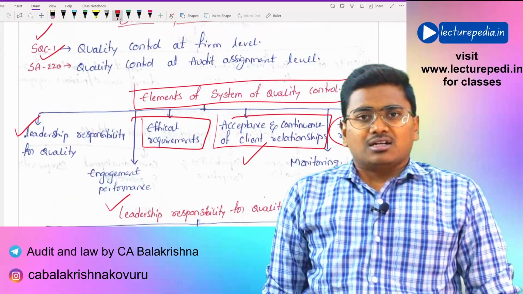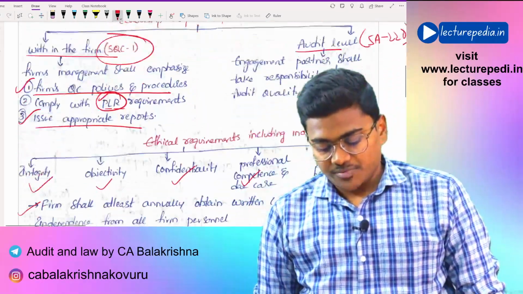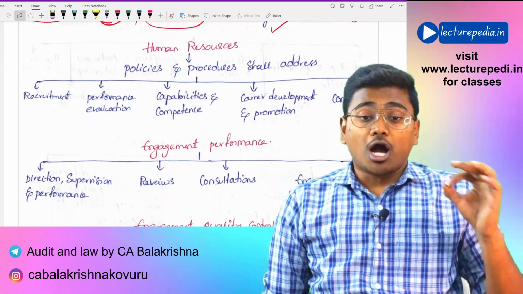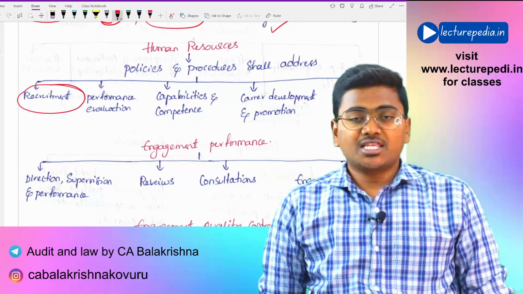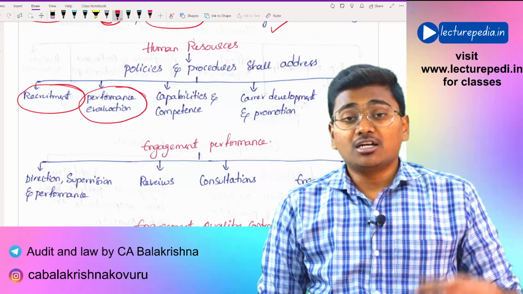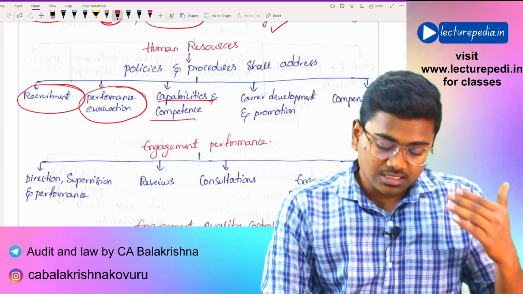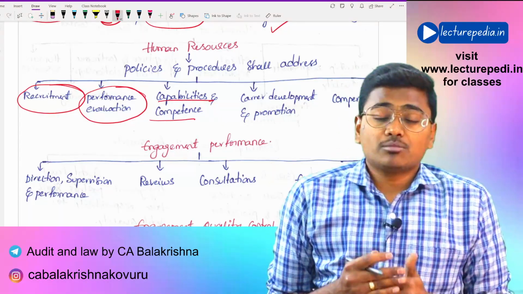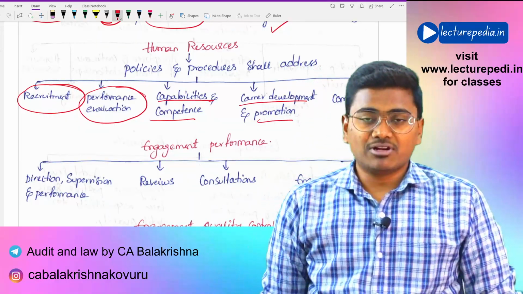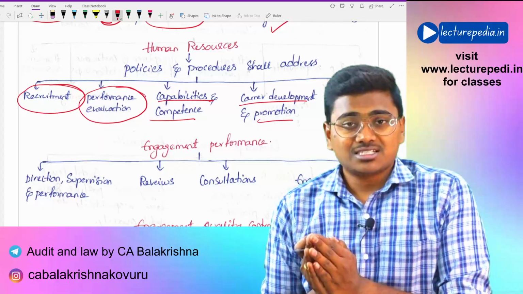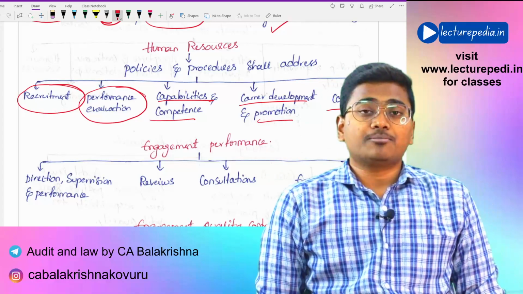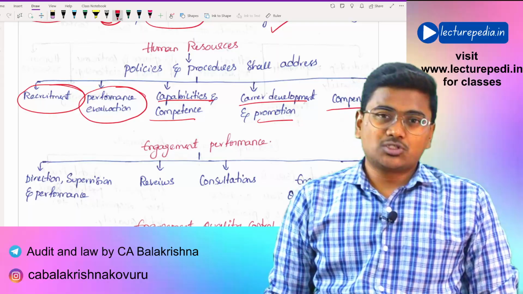Finally, there should be discussion related to human resources. The firm's system of quality control must contain policies and procedures related to how you are going to recruit the audit staff and how you are going to evaluate their performance and how you are going to evaluate their capabilities and competence, and based on their performance evaluation, how you are going to give them the promotions and career development, and finally how you are going to fix the compensation, the salaries, the remuneration of the audit staff. This is the fourth element, that is human resources.